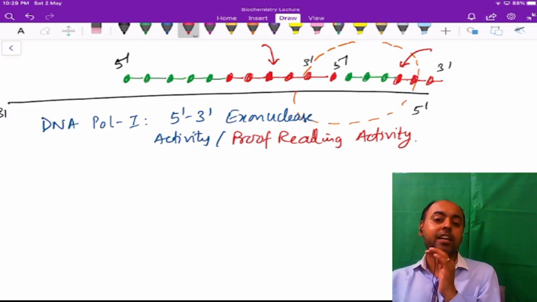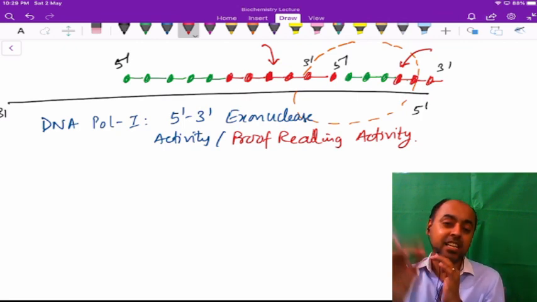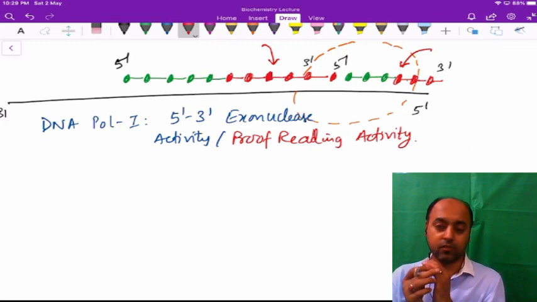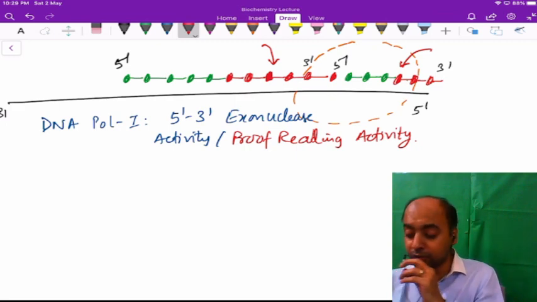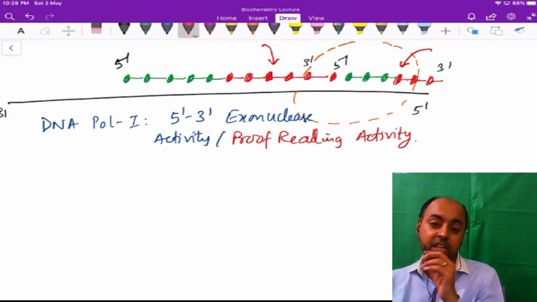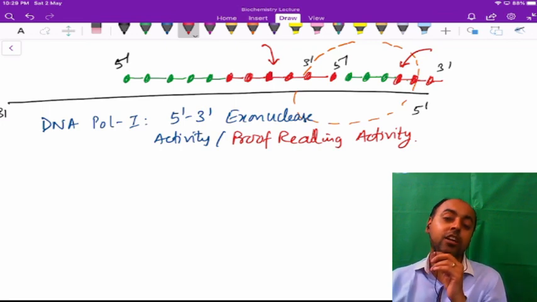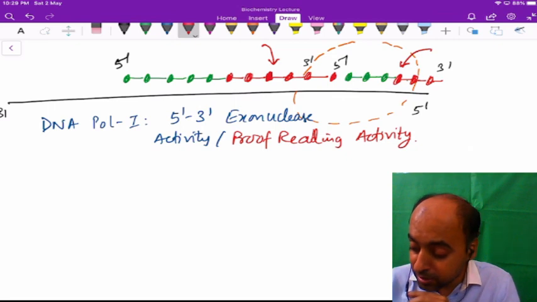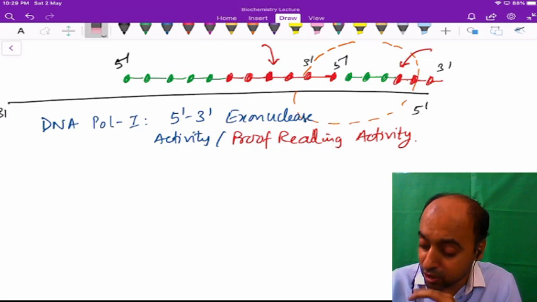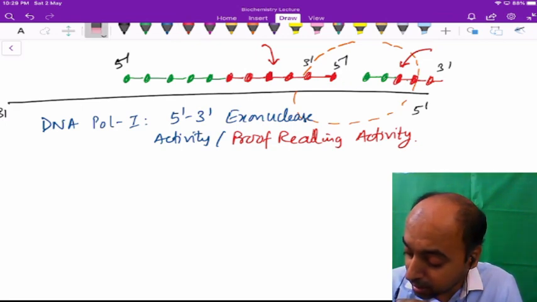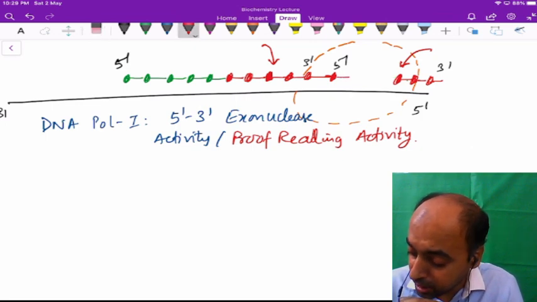The free nucleotide can only be attached at the 3 dash end. It cannot be attached at the 5 dash end. We had said when you're talking about the nucleic acid, the free nucleotide will always get attached at the 3 dash end and not at the 5 dash end. So we have removed the nucleotide from the 5 dash end of the primer, but we cannot replace the nucleotide at 5 dash end, means it must go back to the 3 dash end, means to the second nucleotide. And this is how one by one the ribonucleic acid are replaced by the deoxyribonucleic acid.